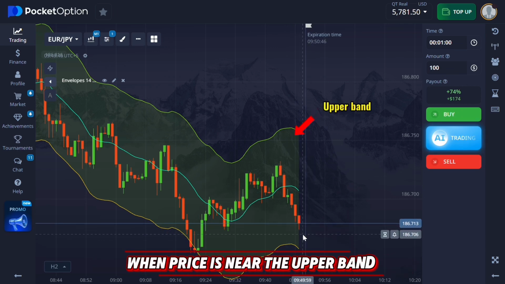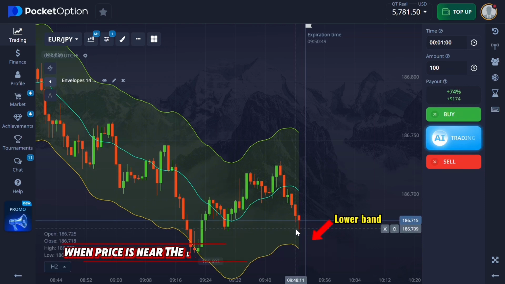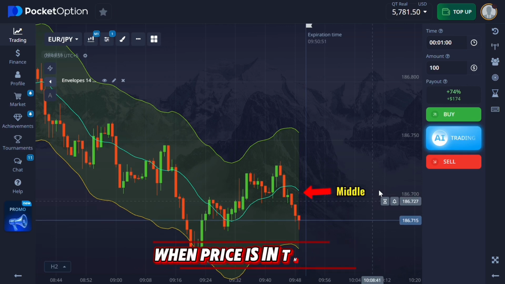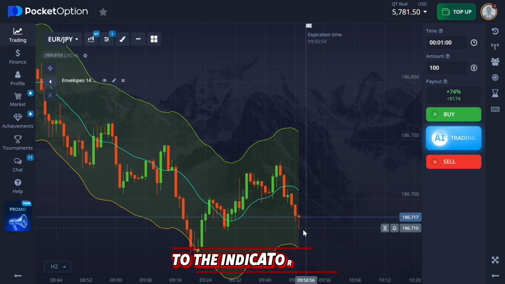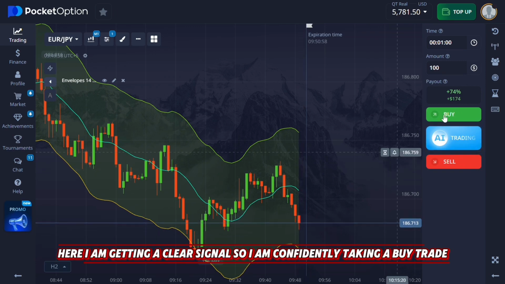When price is near the upper band, the market is overbought, sell chance. When price is near the lower band, the market is oversold, buy chance. When price is in the middle, the market is neutral. Now I place my trade according to the indicator signal. Here I am getting a clear signal, so I am confidently taking a buy trade.